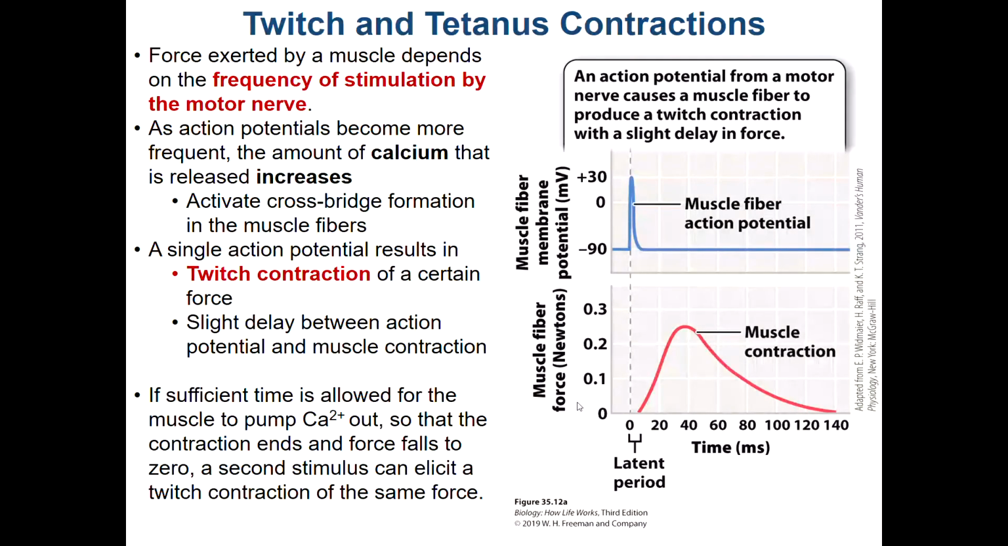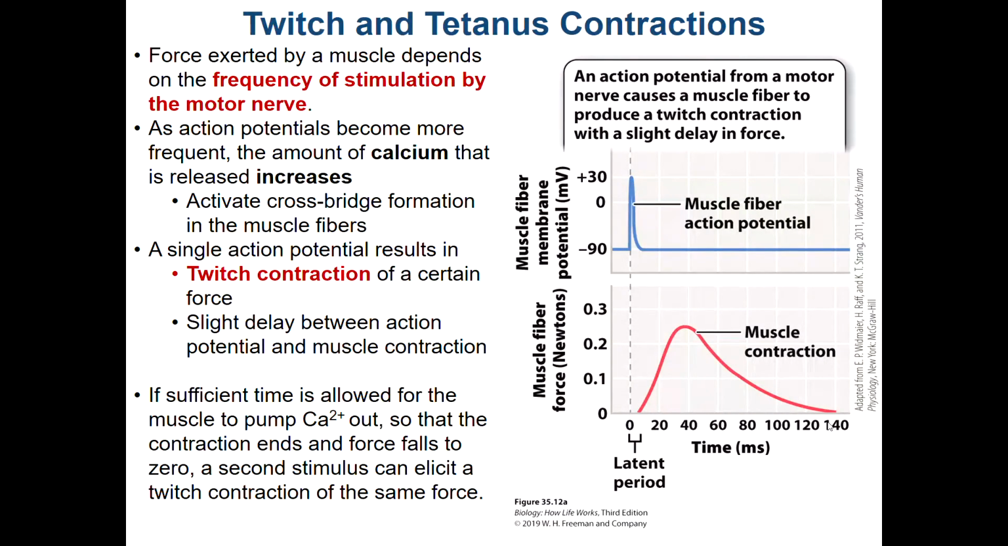A single action potential results in what is called twitch contraction of a certain force. The force depends on the type of muscle that this is happening in. And so if we see here, we have our muscle fiber action potential is reached from our motor neuron. There's a slight delay because it goes from the neuron and then it needs to then go into the muscle, and then we have our muscle contraction happening.